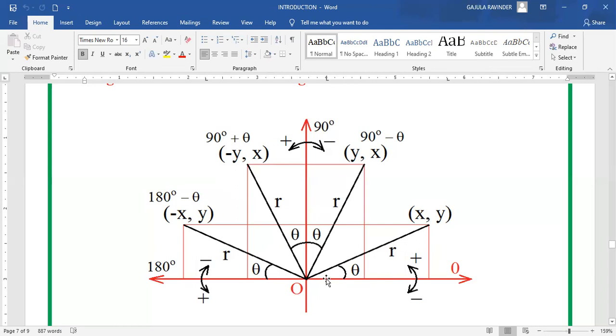Okay. Similarly, for example, tan of 90 plus theta is required. Tan of 90 plus theta is the y coordinate by the x coordinate. What is the y coordinate here? X by minus y. So x by minus y is minus of x by y. But what is x by y for theta? Cot theta. Therefore, it is minus cot theta. Tan of 90 plus theta is minus cot theta, my dear friends.